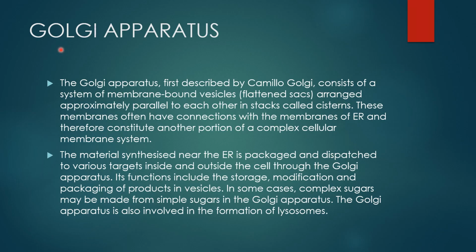Let us now talk about Golgi apparatus. So it was first described by Camillo Golgi. It consists of a system of membrane-bound vesicles, flattened sacs arranged approximately parallel to each other in stacks called cisterns. Okay? Now, these membranes often have connections with the membranes of ER and therefore constitute another portion of a complex cellular membrane system. Now, material synthesized near the ER is packaged and dispatched to various targets inside and outside the cell through Golgi apparatus. Functions क्या हैं इसके?